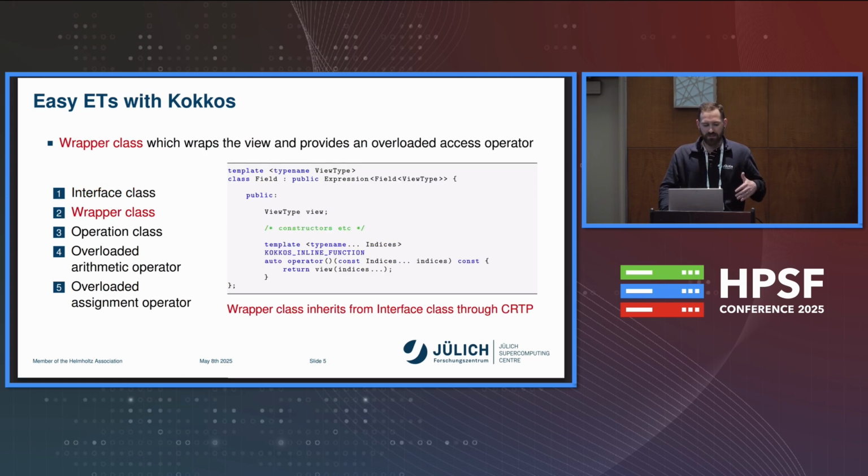Now, the second ingredient that we need is a wrapper class. So this class is going to wrap your view and it needs to also provide an overloaded access operator. So here we've defined this field class, and it is going to inherit from the expression class through the curiously recurring template pattern. And also you can see here that we're providing it an access operator, which in turn is actually going to return that element of the view for the particular index that Kokkos is going to supply it.